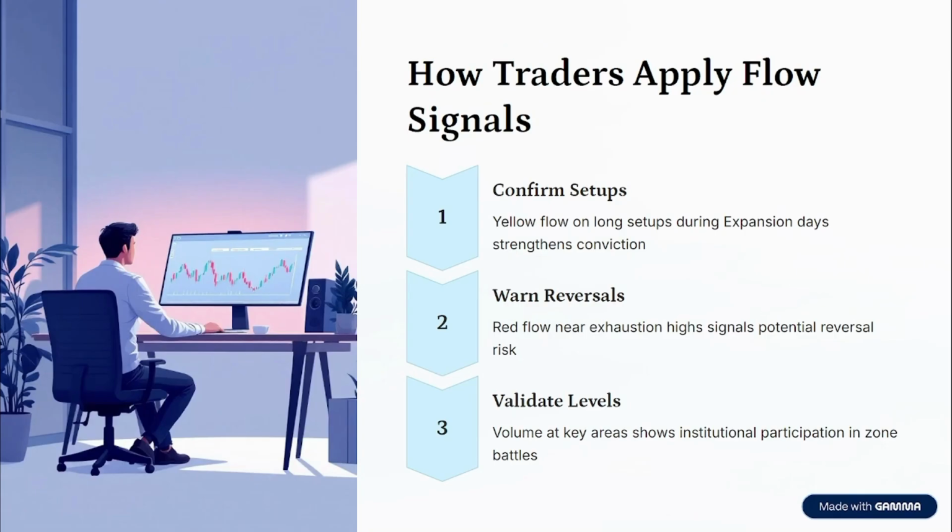How traders apply flow signals. Step 1 is to confirm setups are in the algo zones. If we are in a buy zone, a yellow flow will light up indicating a potential long setup, especially during expansion days, which helps strengthen conviction. For potential reversals in the sell zone, a red flow indicates exhaustion highs and will light up in red. This helps validate levels when volume is in key areas and shows institutional participation in their respective zones.